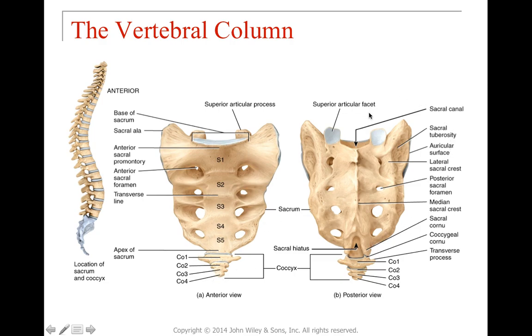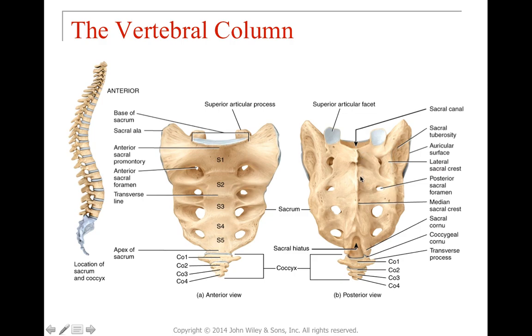All right, so this is looking at it from the posterior view, so we're looking at it from behind. Here's the sacral canal that runs down here. This is the superior articular fossa. Again, that's going to articulate with L5. Here's the sacral tuberosity, which is just a rougher region that's just going to be defined as not being super smooth. Here's our sacral crest, lateral sacral crest.